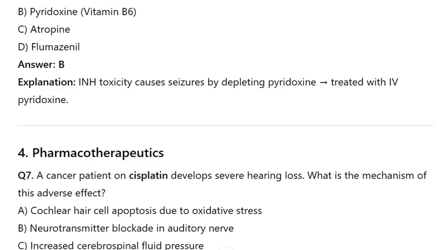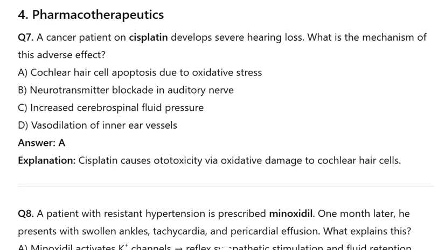Number 4. Pharmacotherapeutics. Q7. A cancer patient on cisplatin develops severe hearing loss. What is the mechanism of this adverse effect? A. Cochlear hair cell apoptosis due to oxidative stress. B. Neurotransmitter blockade in auditory nerve. C. Increased cerebrospinal fluid pressure. D. Vasodilation of inner ear vessels. Answer A. Explanation: Cisplatin causes ototoxicity via oxidative damage to cochlear hair cells.